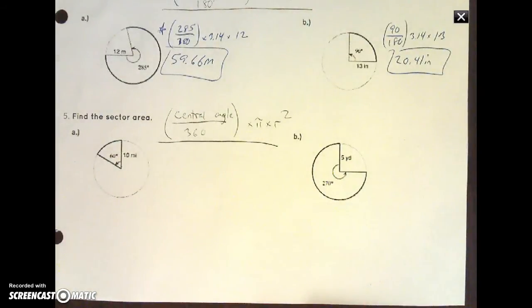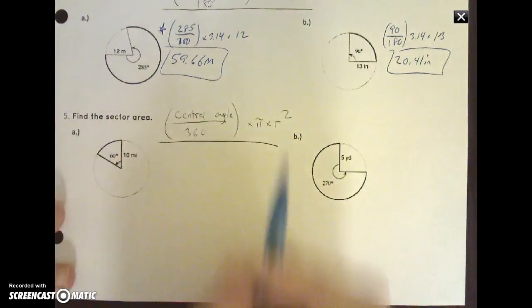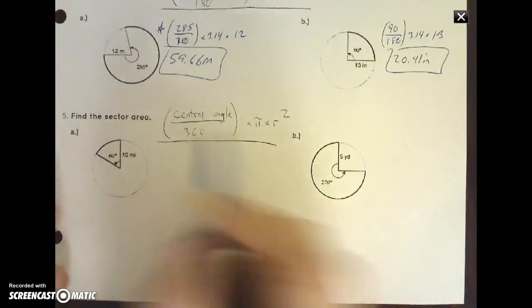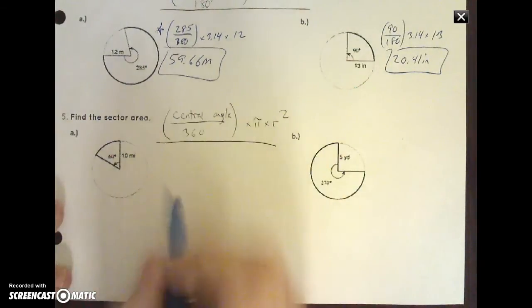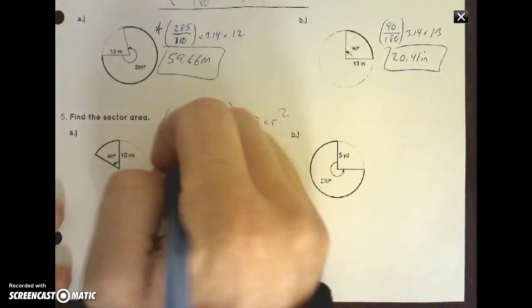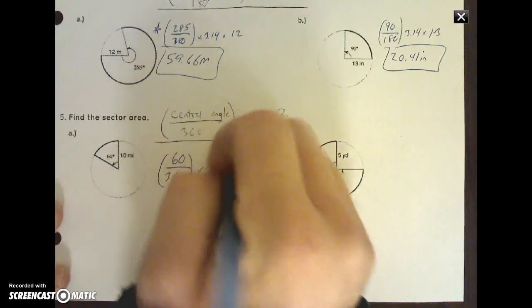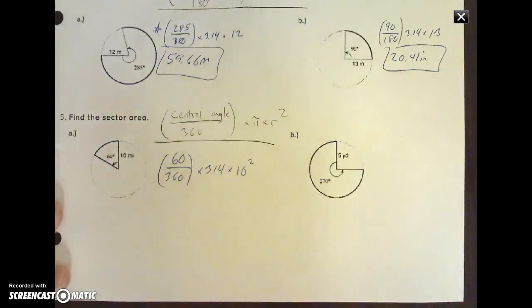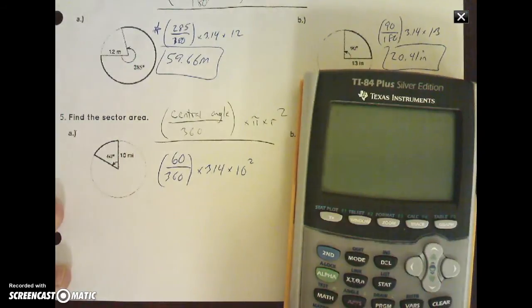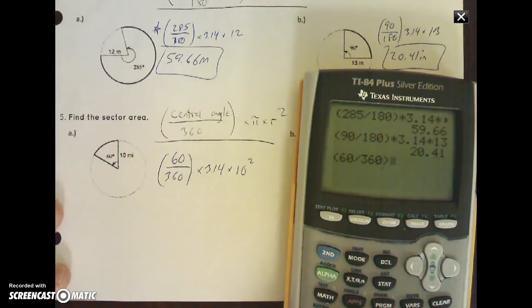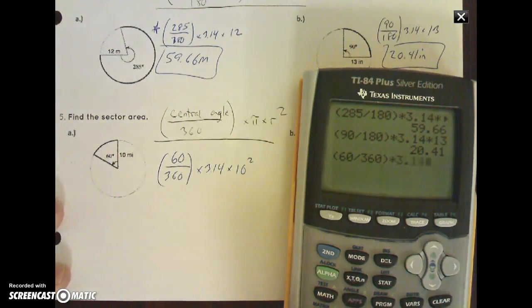Now, we're next going to be taking a look at sector area, which the formula does change a bit. Okay, so it's basically the same thing. Here's my formula: central angle over 360 times pi times r squared. Central angle 60 over 360 times 3.14 times my r is 10 squared. Okay, so this is all calculator work. Parentheses 60 over 360 times 3.14 times 10 squared.